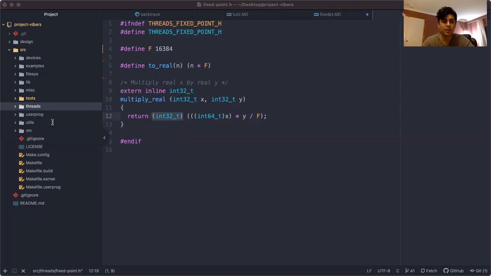So that basically is all I have to say about fixed point arithmetic in C language and in PintOS. And I wish you all the best for your projects.